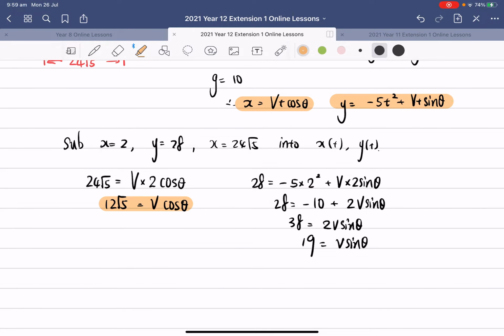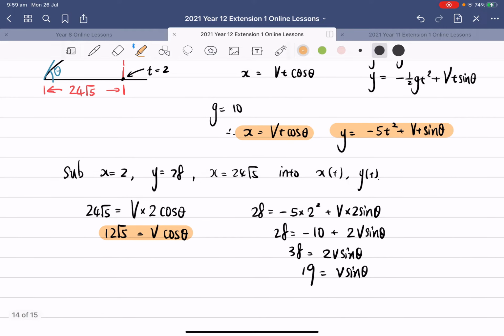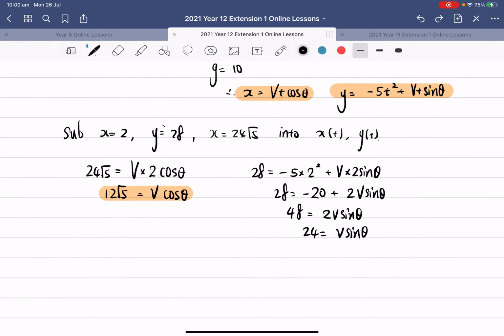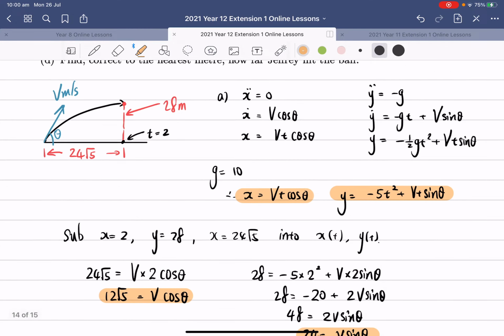Where did I make a mistake here? Yeah, of course, I made an algebra mistake. 2 squared is equal to 4. 4 times 5 is 20. Not 10, but 20. So if that's equal to 20, obviously that becomes 48. Oops, that's terrible, 48. And that becomes 24. All right, now that's the correct answer here. So 24 is equal to v sine theta.